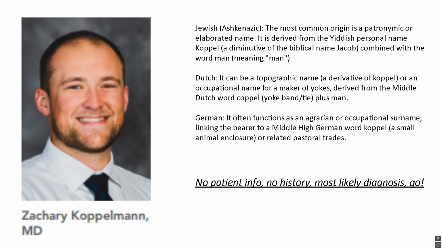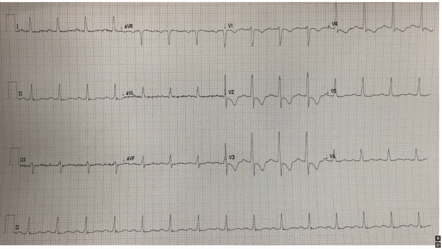So the first one comes from Dr. Zachary Koppelman. His name means a couple things. Obviously, man means man. Sometimes it means Jacob man. Sometimes it means tie man. But it also means a small animal enclosure. So he's a man who wears ties and keeps animals in small cages. That's funny by itself.